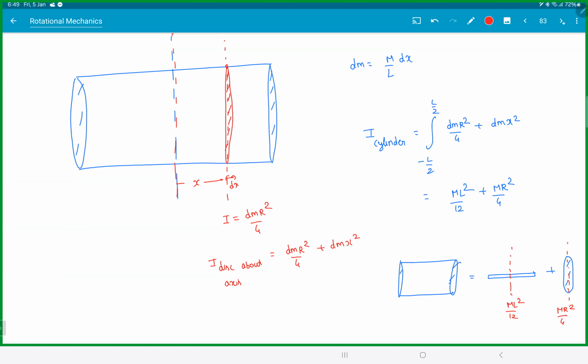That's how you integrate. Suppose the density is changing as rho is equal to rho naught x. The difference will be that one more x will come here in dm. That would have been different. Check how we integrated this.